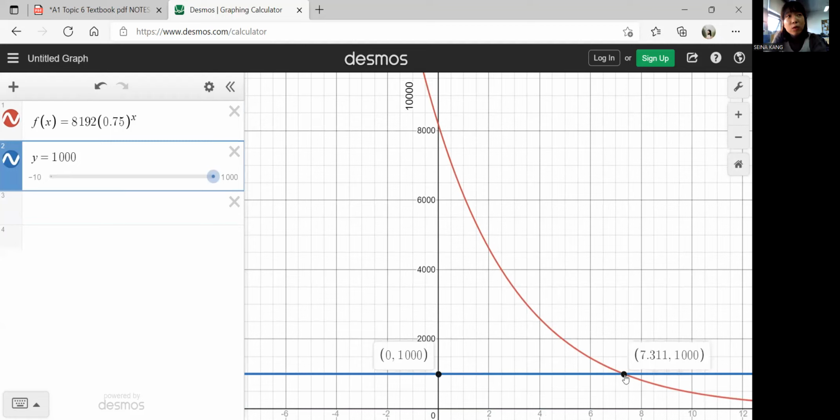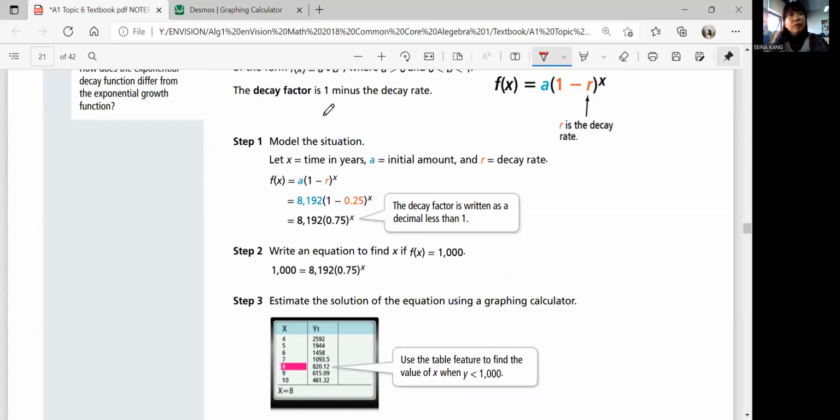So your intersection point is 7.311, 1,000. That means after 7.311 days, the views are going to be exactly 1,000. Okay, so what does that mean? 7.311 days.